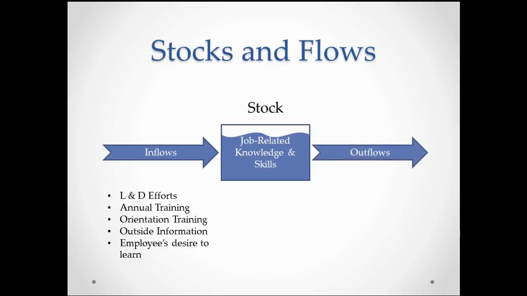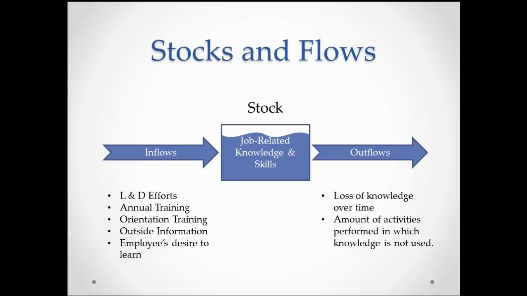Now, outflows decrease our stock. Examples of these might be the loss of knowledge over time, or the amount of activities performed in which the knowledge is not used. So again, if we perform more activities in which the knowledge that we've gained is not used, the rate at which our job-related knowledge and skills decreases is going to increase. So we're going to lose some of our job-related knowledge and skills. And the steady increase of this stock over time, like we saw on the graph of the system's purpose, comes from having a larger flow into the system than the flow out of the system.